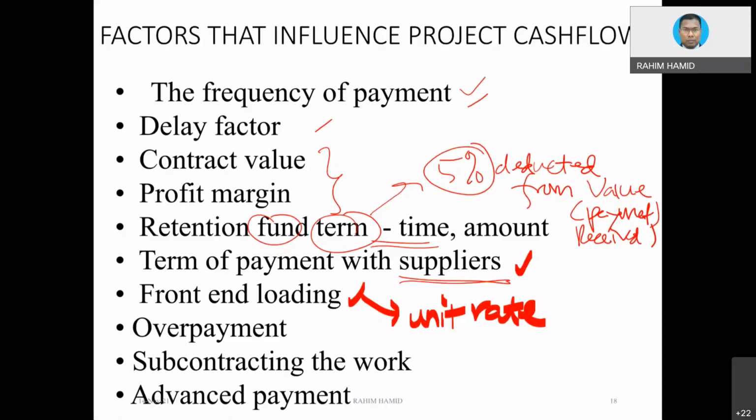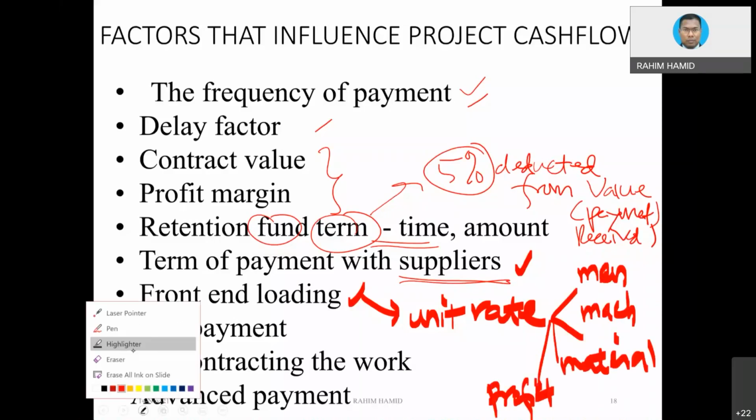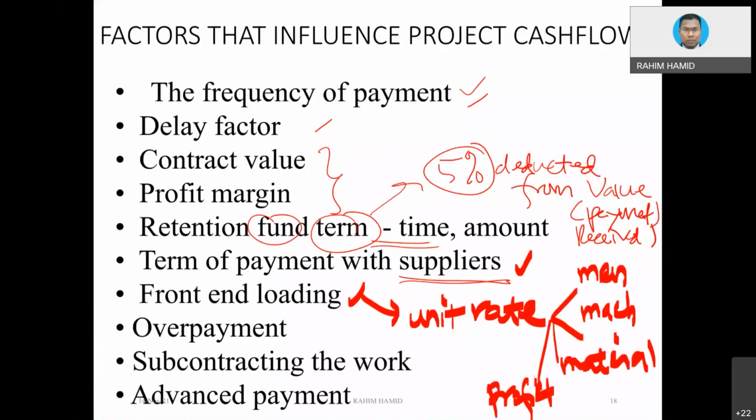And normally, this unit rate would consist of what we call man, machine, and material. And one more thing is basically profit. So the unit rate already consists of profit. That's how the quantity surveyor normally would come out with the unit rate. Already accounted for everything.